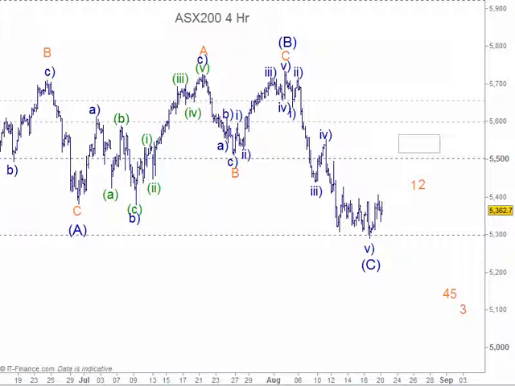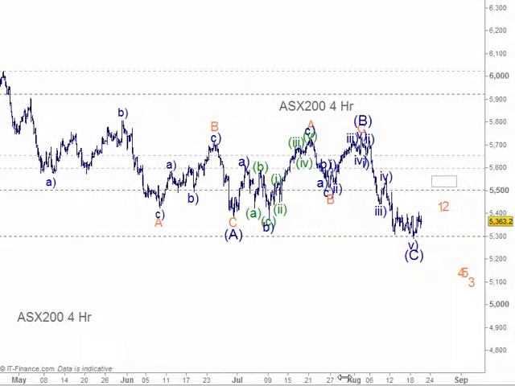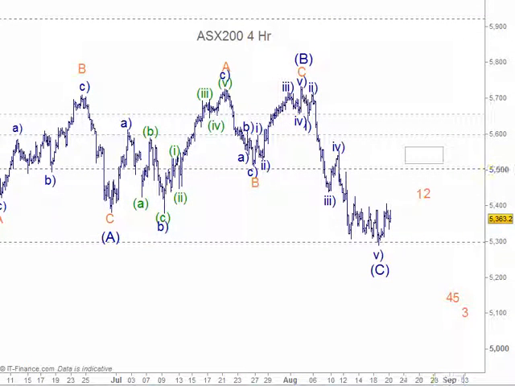So for the Australian market, I want to work through two counts. One of them is a bullish count, which is this one here. So the whole move down from 6,000 would be an A wave, a B wave, and a C wave here, and we're finished. That's the end of it. And from here, we just go straight up. That's a possibility. We just need to track that.